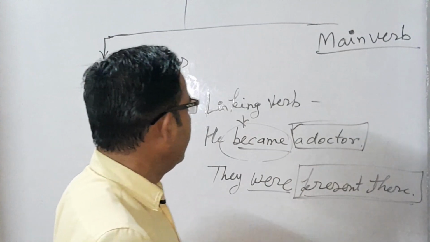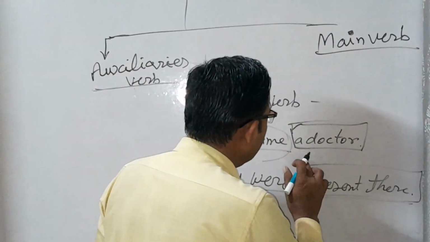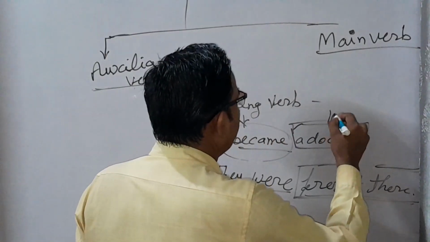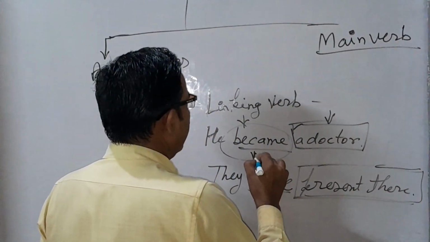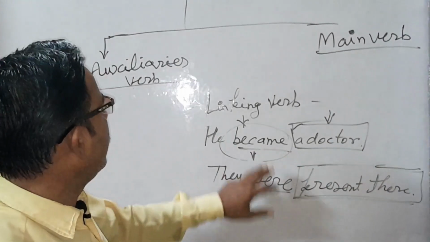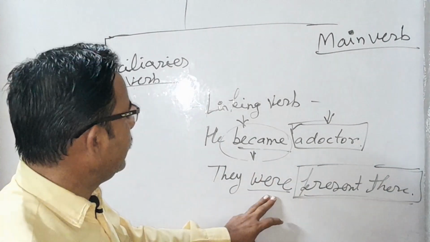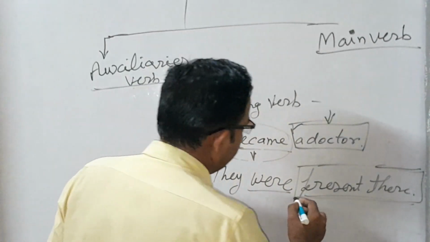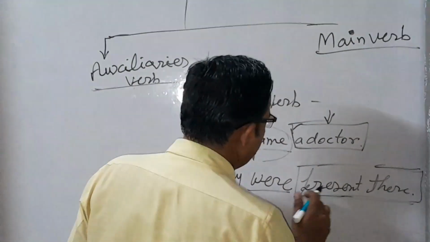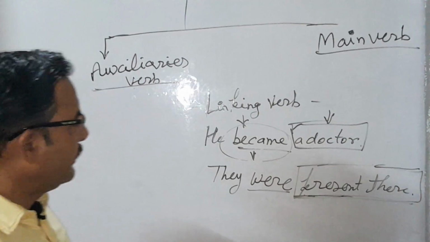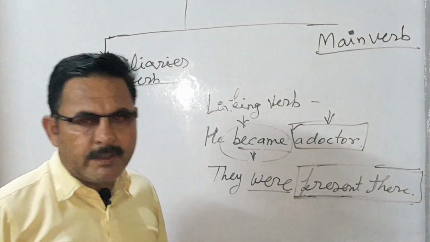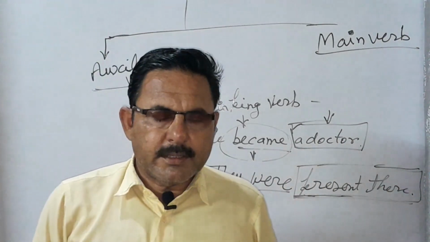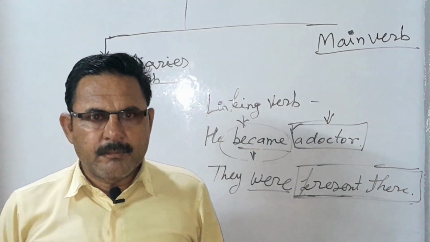It means we have to put a complement after the verb. Now, became and were, these both are verbs used as main verbs, and then we have to write down a complement in this way. I will teach you another form of verb later on.